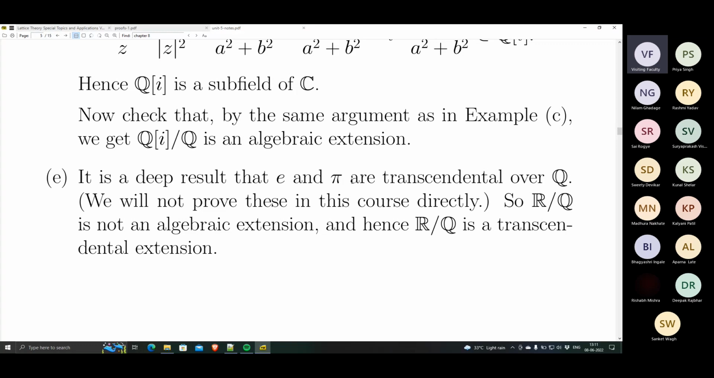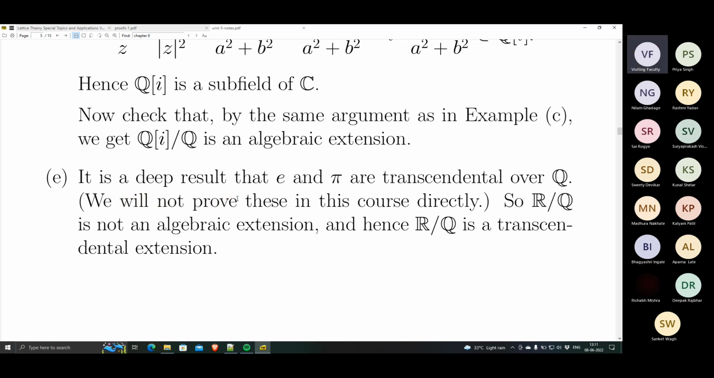You know that the reals over the rationals, R over Q, is a field extension. e and pi are real numbers, but they are not rationals. They are irrational numbers. And in fact, they are not algebraic over Q, they are transcendental over Q, both of them. This is a very difficult, deep result, so we will not prove this in our course.